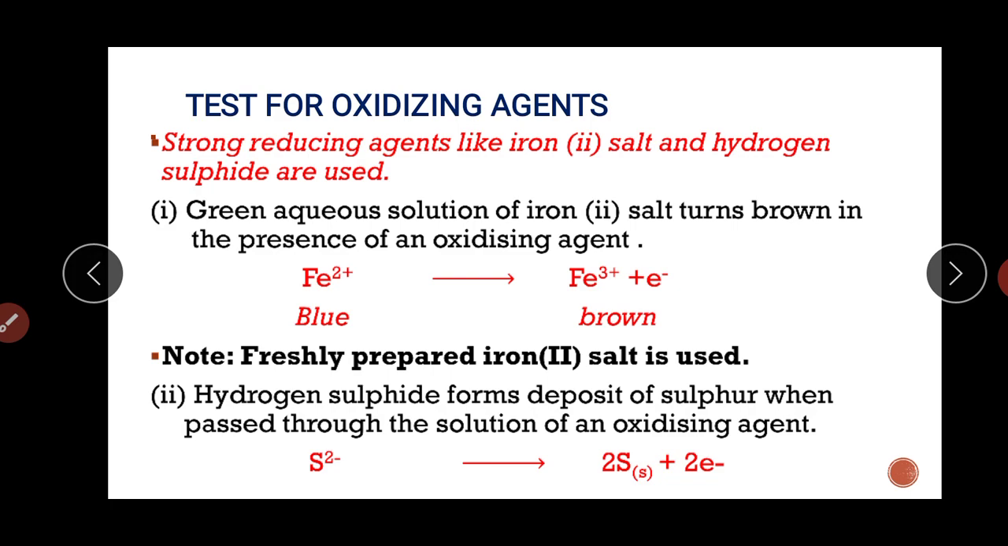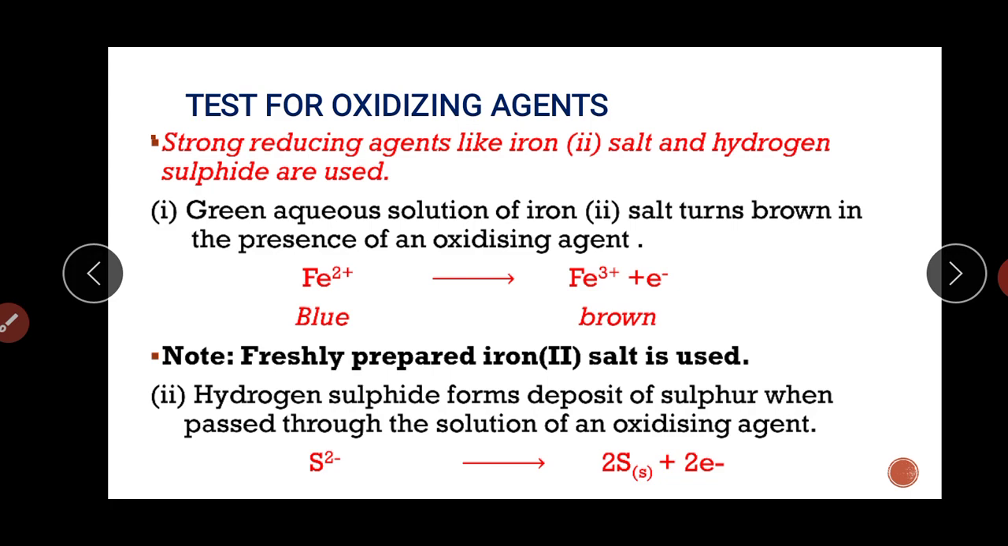Secondly is hydrogen sulfide. Hydrogen sulfide forms deposits of sulfur when passed through a solution of an oxidizing agent. Whenever you add an oxidizing agent to hydrogen sulfide, there will be a deposit of sulfur. If sulfur is deposited or given off, then that material is an oxidizing agent. But when sulfur is not given off, that material is not an oxidizing agent. It's a reducing agent, because if a material is not an oxidizing agent, it definitely will be a reducing agent.